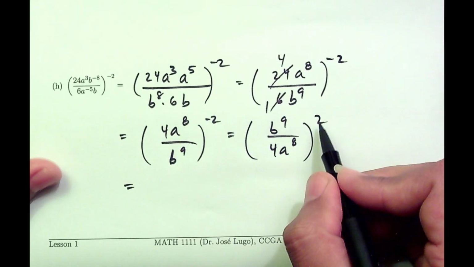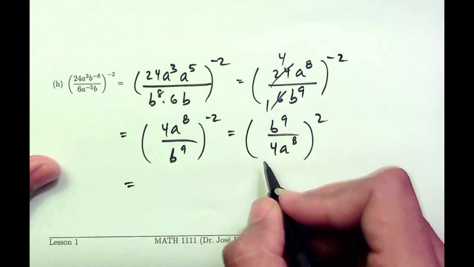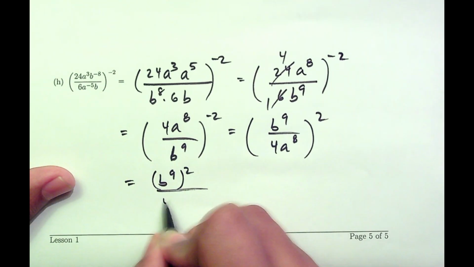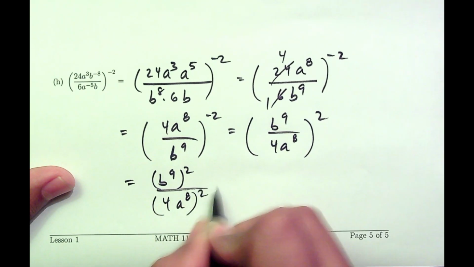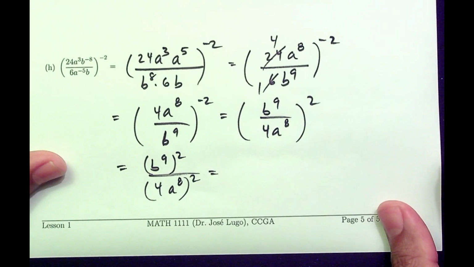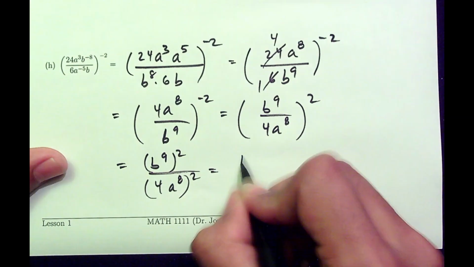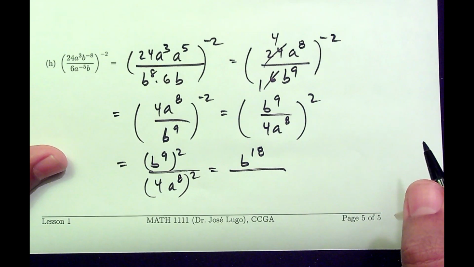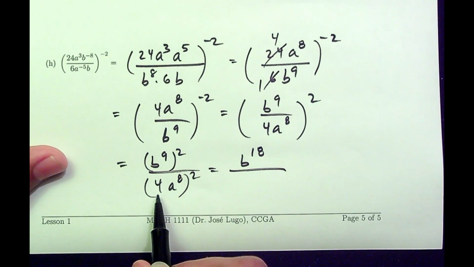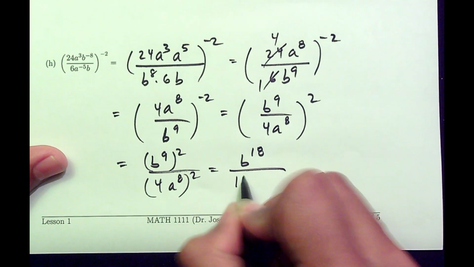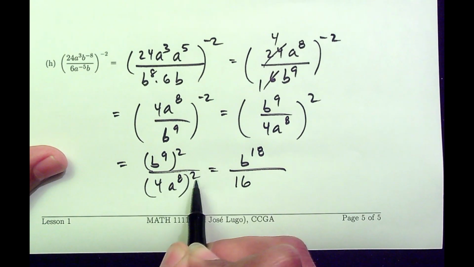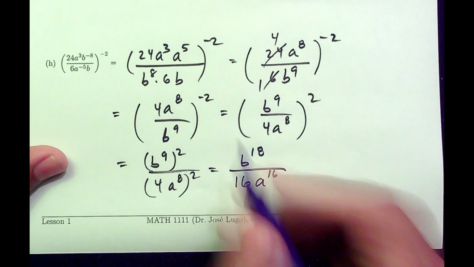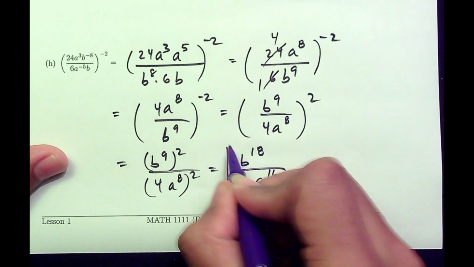Lastly, you can distribute that square over the top and over the bottom. That means the top gets squared. So we get b to the 9 squared, and then the bottom gets squared. Squaring the top, b to the 9 squared, back-to-back exponents, that's b to the 18, you multiply. And then distributing the square, that means you get 4 squared is 16, and a to the 8 squared, back-to-back exponents, that means a to the 16. And that is the end. There's nothing else.